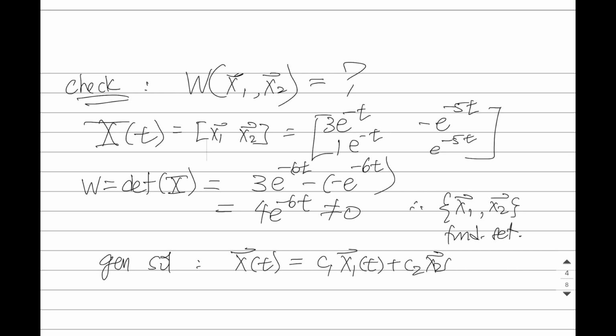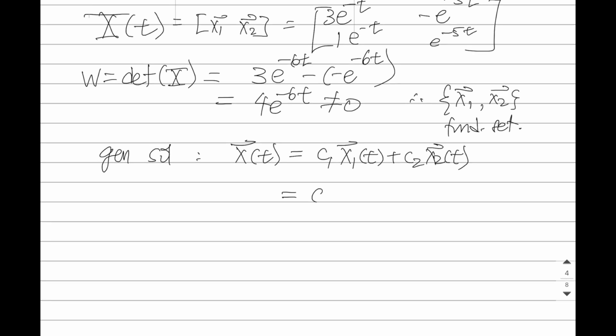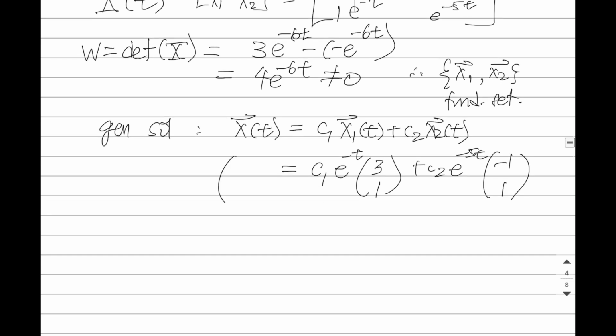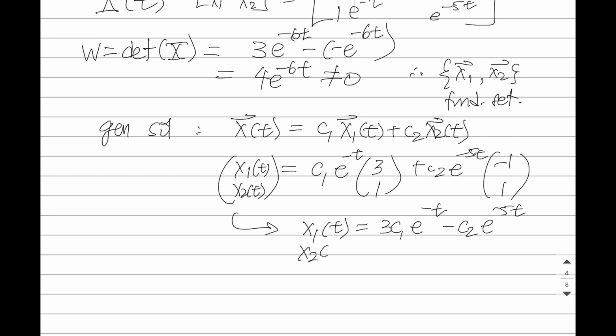Now, if we want to write it a lot more explicitly, we would have c1 e to the minus t times the vector 3, 1, plus c2 e to the minus 5t times the vector negative 1, 1. Now remember, this means the first component is a function, the second component is a function. So if we wanted to explicitly write it out, we would have x1 equals 3c1 e to the minus t minus c2 e to the minus 5t. x2 would be c1 e to the minus t plus c2 e to the minus 5t.